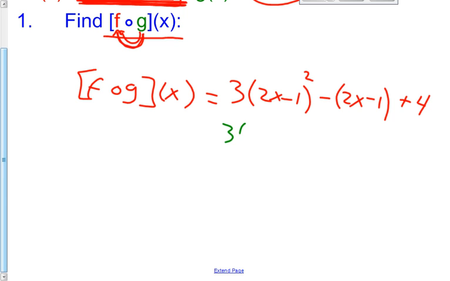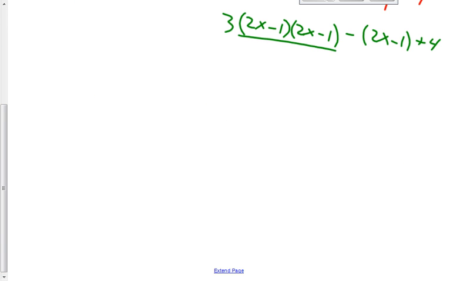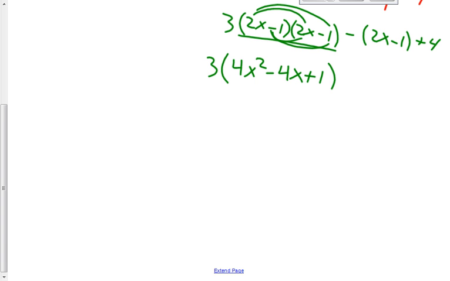So we have 3 times the quantity, 2x minus 1 squared, which is the same thing as 2x minus 1 times 2x minus 1, minus the quantity 2x minus 1 plus 4. So now we're going to FOIL this part. So we have 2x times 2x is 4x squared. Here's a negative 2x, and here's a negative 2x, making a negative 4x. And a negative 1 times a negative 1 is a positive 1. Let's distribute this negative sign. So it's a negative 2x plus 1 plus 4.